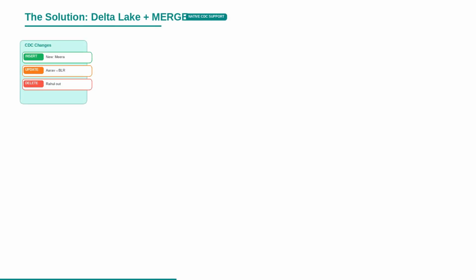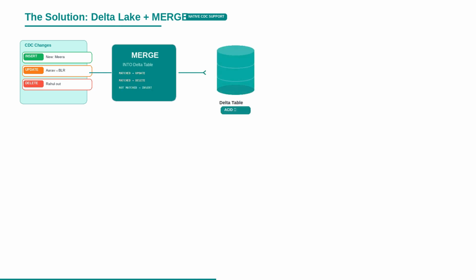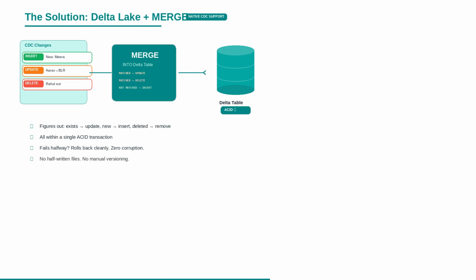When you do a merge operation in Delta Lake, it figures out, okay, this record exists, so I will update it. This one is new, so I will insert it. And this one was deleted, so I will mark it accordingly, all within an ACID transaction. If something fails halfway, it rolls back cleanly. No corrupted data, no half-written files.